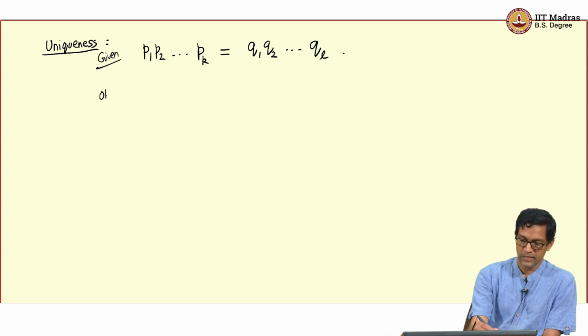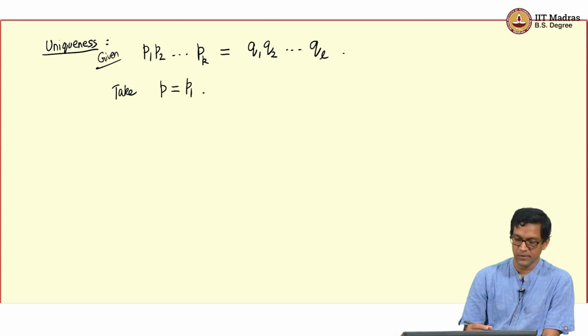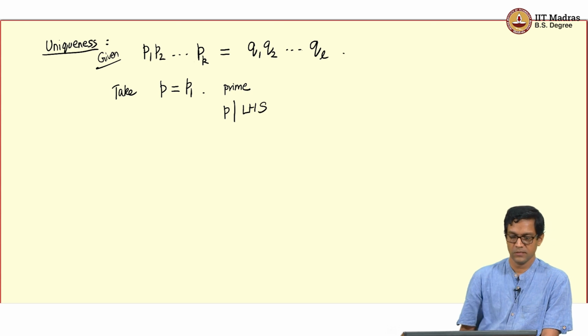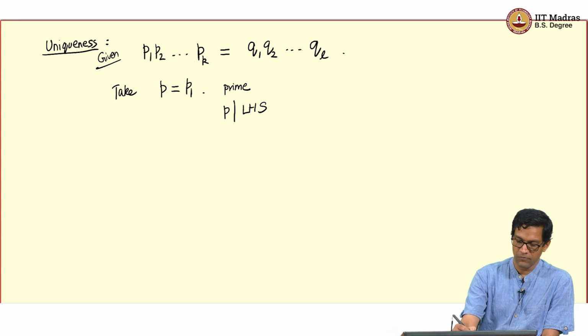Now, observe that, let us start with the first prime number. Consider p to be p1, the very first prime number. Now, what all do we know about it? This is a prime number. It divides the left hand side because one of the terms on the left hand side is this number p, and therefore, it divides the right hand side as well. So, p therefore divides the right hand side.